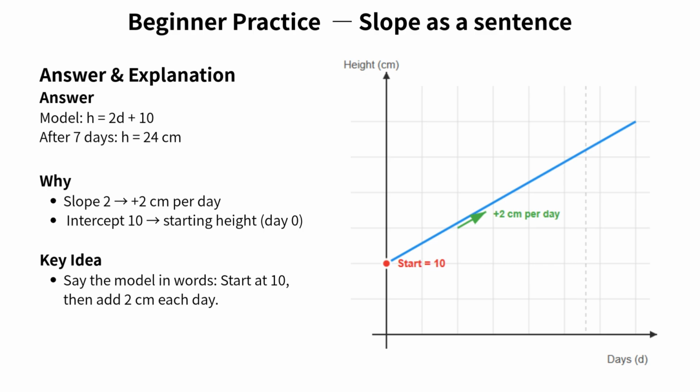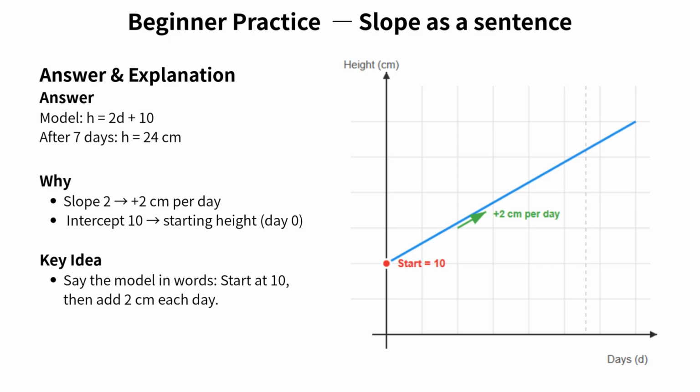The plus 10 is the starting height, because when d equals 0, day 0, the plant is already 10 centimeters tall. Next, the slope is 2. That means the height increases by 2 centimeters every 1 day. On the SAT, always say the units out loud, 2 centimeters per day. That prevents common mistakes, like mixing up days and centimeters.